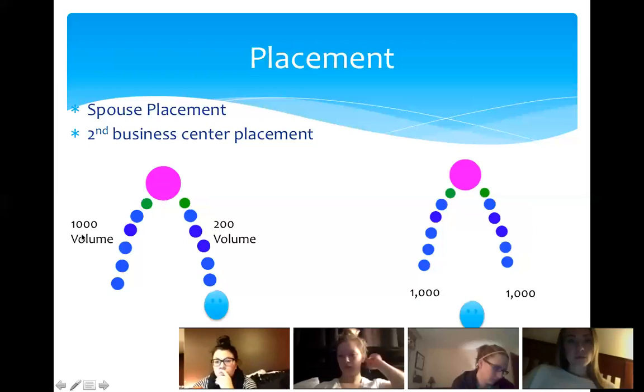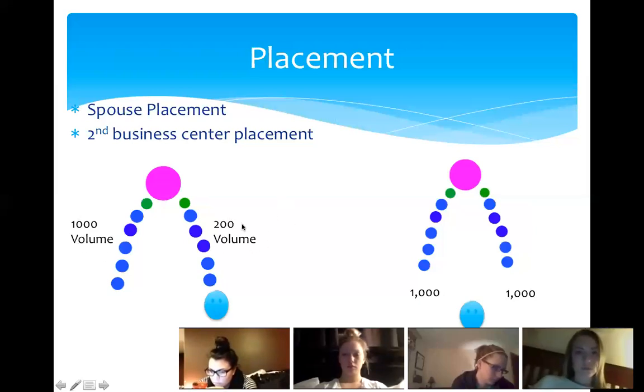There is a strong leg and a weak leg. There's a dominant and a not so dominant leg. So this leg has 1,000 volume and this leg's pretty weak. So where I would put my spouse, I would definitely put him on my weak leg. And that is what I did with Steven.